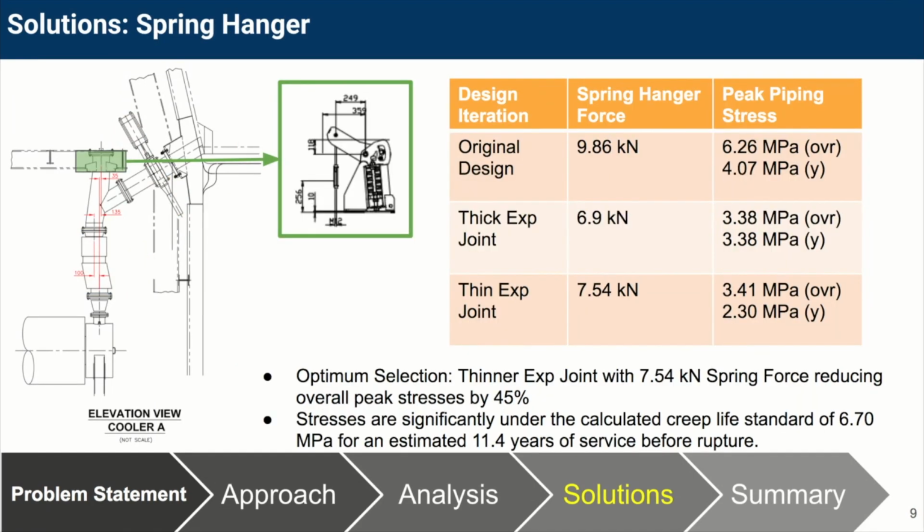The optimum spring hanger force for each new expansion joint was determined through varying the spring force in ANSYS and choosing the force yielding the minimum piping stresses, while paying close attention to the stresses in the Y portion of the pipe. This analysis yielded an optimum spring force of 6.9 kilonewtons for the thicker expansion joint and 7.54 kilonewtons for the thinner expansion joint. In both instances, piping stresses were reduced by at least 45%.